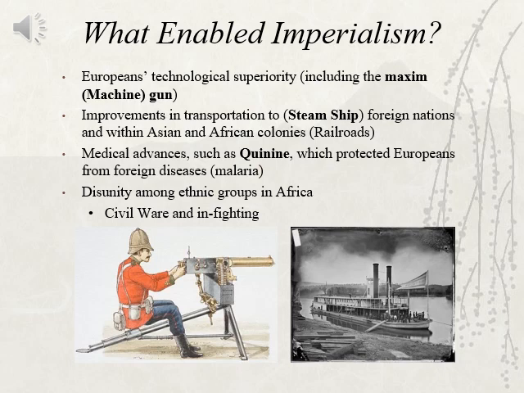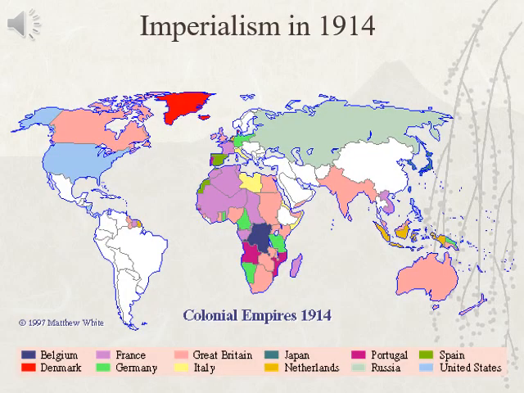Social advances, like the advances in medicine, such as quinine, which protected Europeans from foreign diseases like malaria, and also disunity among ethnic groups in Africa, with civil wars and infighting a common occurrence. This allowed the European imperialistic powers to overtake these countries with relative ease. This map gives you an overview of the colonial empires in the world in 1914.